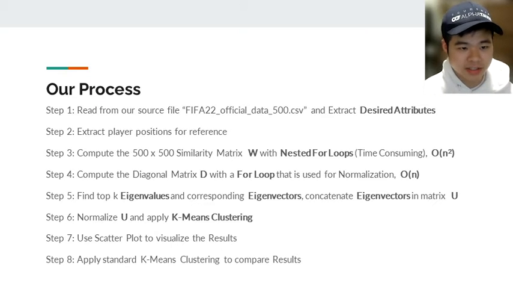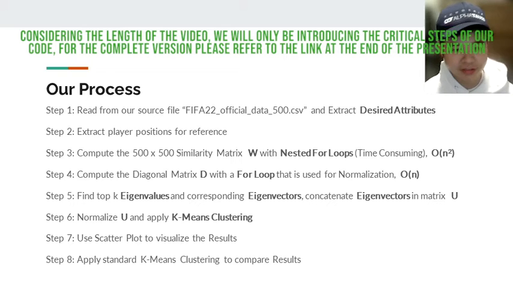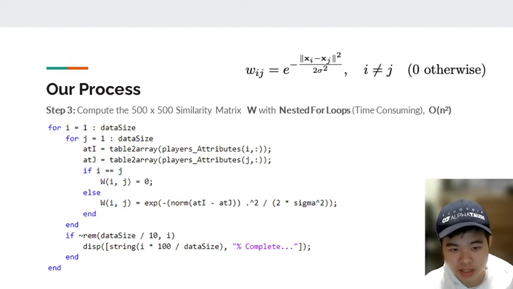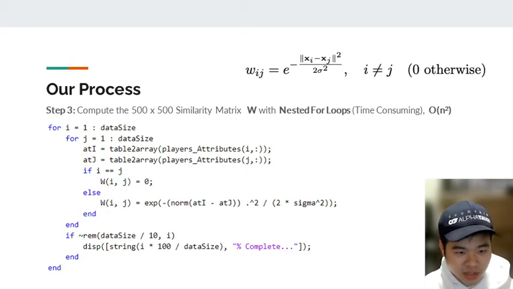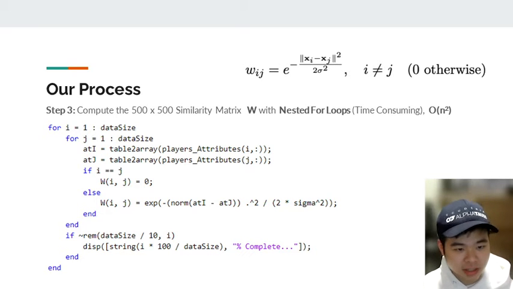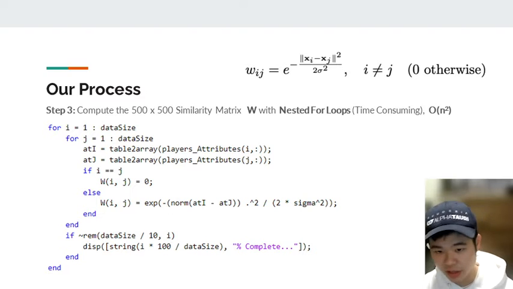So this slide is an overview of our process. It contains 8 steps that read the data file, format the desired data set, manipulate the data, and visualize the data using scatter plots. In step 3, we calculate our similarity matrix with nested for loops to go through each row and each column using the formula shown on the top right corner. This step is a bit time consuming. However, we do this to save time for the k-means clustering algorithm in later parts, since we only need to deal with a significantly smaller matrix in the later part.